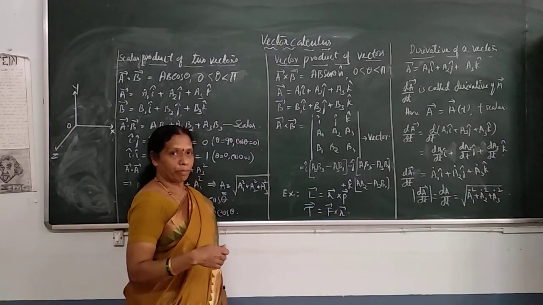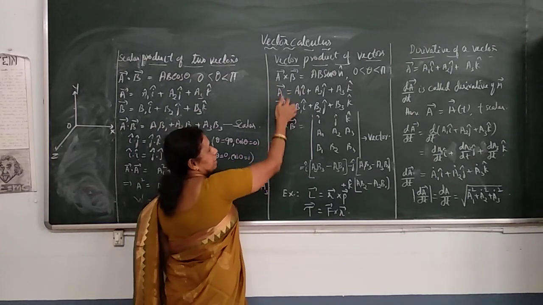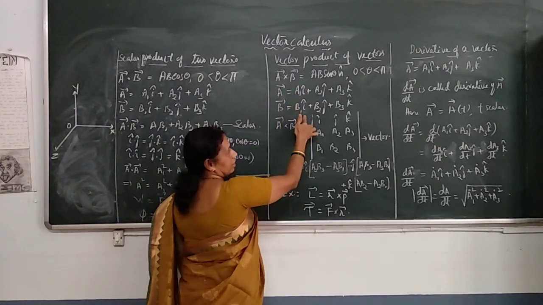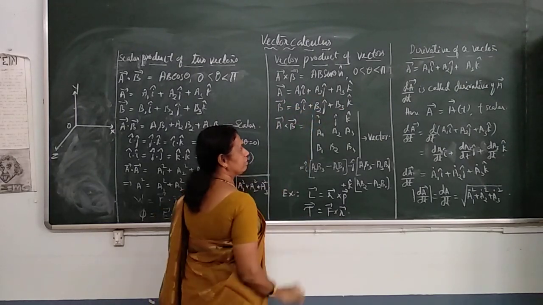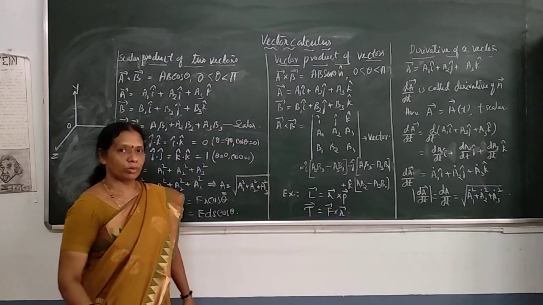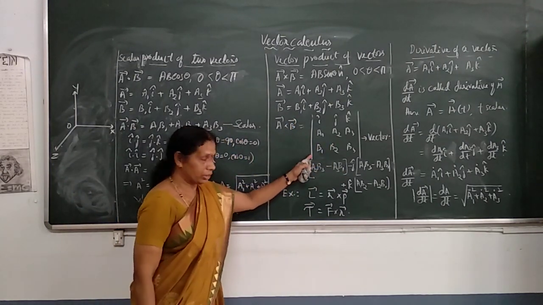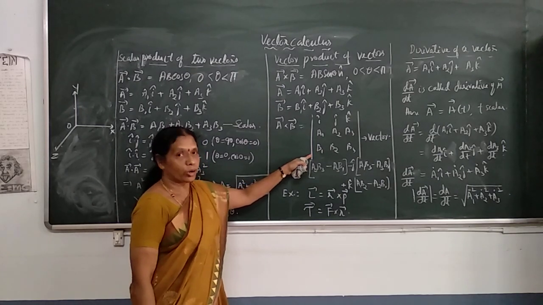Now in terms of components, how to get the cross product? Here the vectors A and B are already written in terms of their components. Now for the cross product, to get the cross product or the vector product, you have to consider the determinants. This is also a method you know, how to find the product.